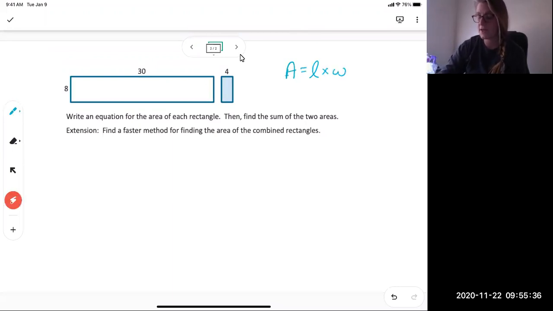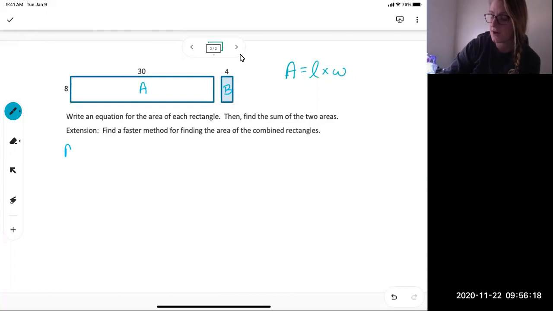And here in our picture, we have two rectangles. This one has a length of 30, it tells us right here, and a width of 8. This rectangle has a length of 4, but it doesn't directly tell us what the width is. What do you think the width of this rectangle is? The width of this rectangle is 8, just like the width of this rectangle because their sides are the same. So we're going to label this rectangle A and this one B.